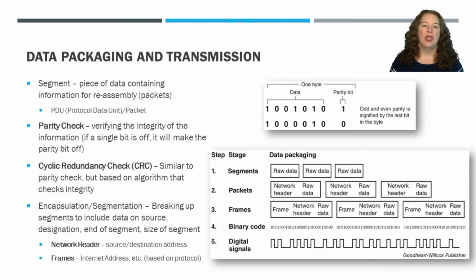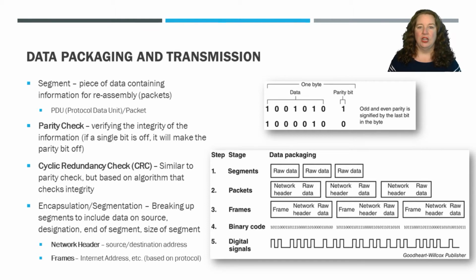In this case, we can call it encapsulation or segmentation, which is the breaking up the segments to include the data on the source, the destination, the end of the segment, and the size of the segment. And these go into what I called the network header and the frame. The network header is going to have your source and destination address. This is the part of like a letter that has an envelope and it's got the source and where did it come from, the to address and the from address.